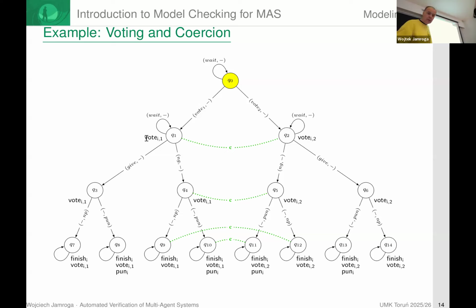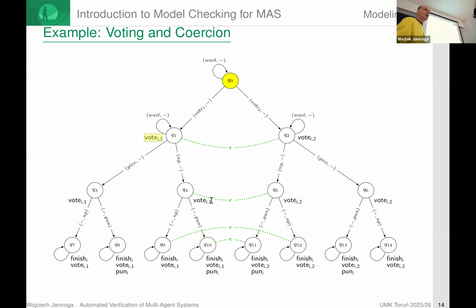And I haven't mentioned this thing here. These are so-called atomic propositions, or propositional variables. These are just labels of states that we might want to use. So, basic properties of states that we might want to use in the logical formula that will specify some interesting property.